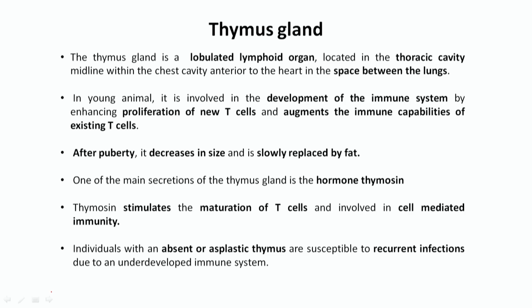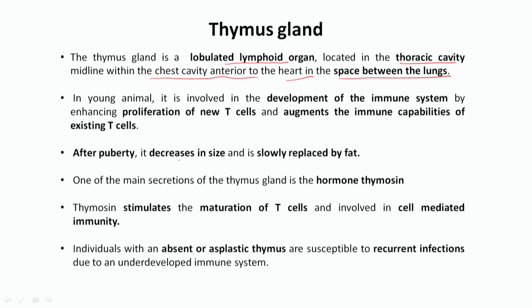The next gland is the thymus gland. This thymus gland is a lobulated lymphoid organ located in the thoracic cavity, midline within the chest, anterior to the heart and in the space between the lungs. This thymus gland is very well developed up to puberty, but as age advances it decreases in size and slowly is replaced by fat. The important function of this thymus gland is that it helps in the maturation and proliferation of T cells. So it has a very important role in immunity.